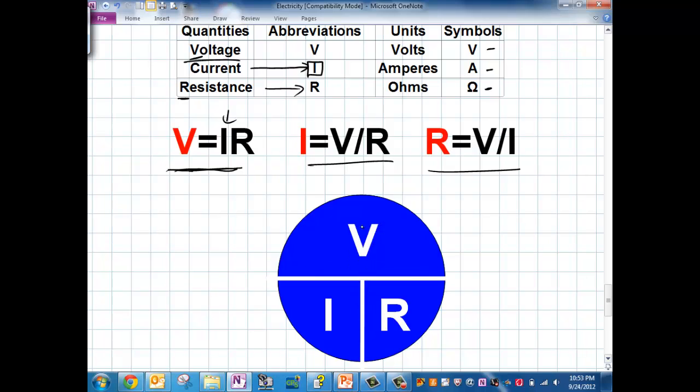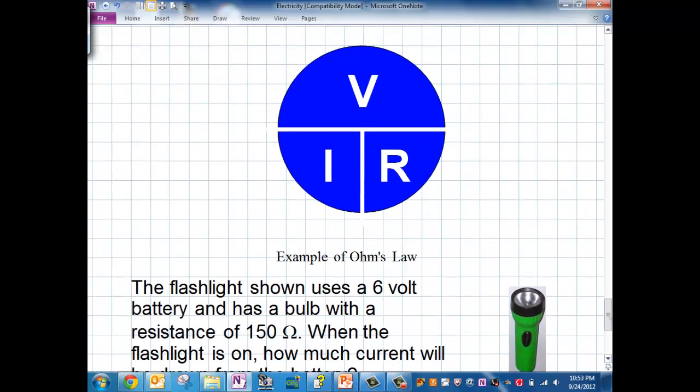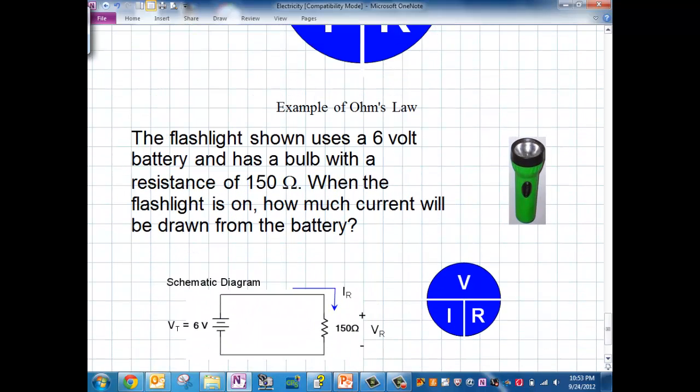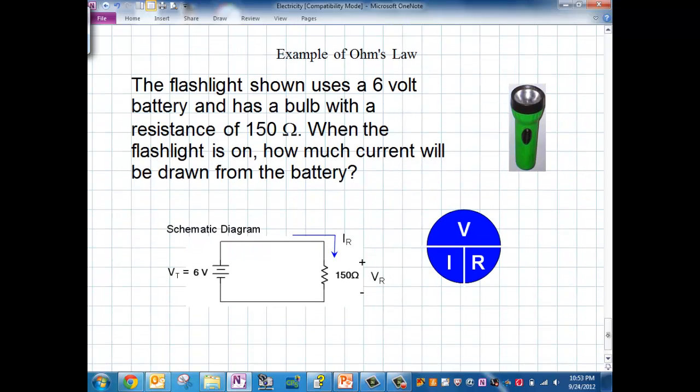Okay, so I'm going to use that in a little problem down here now. As an example, I have a little question for you. A flashlight has a 6-volt battery and has a bulb with 150 ohm resistance. With the flashlight on, how much current will the battery be drawing? So in the battery little box here, we have a 6-volt battery. The bulb itself is 150 ohms. That's resistance. So we have voltage and resistance.